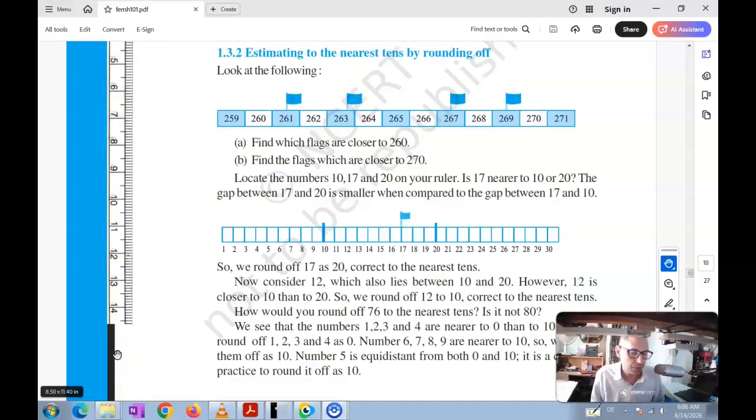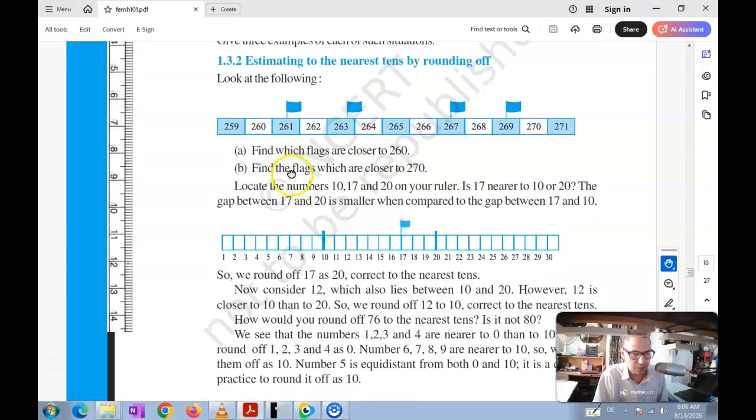Okay, so what we have next here is a couple of exercises and some material that we can now work with. Essentially, in the previous video, we have understood the concept of rounding and estimation, and now we can understand what's on this page.